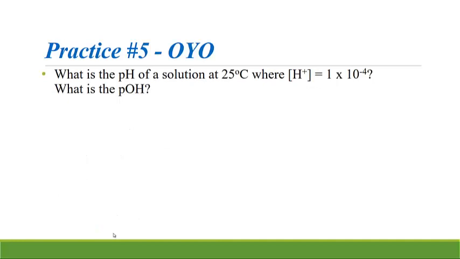Okay, try this one again on your own. What's the pH of a solution where the hydrogen concentration is 1.0 times 10 to the negative fourth? And then also figure out what the pOH is. So pause it and then come back when you're done.